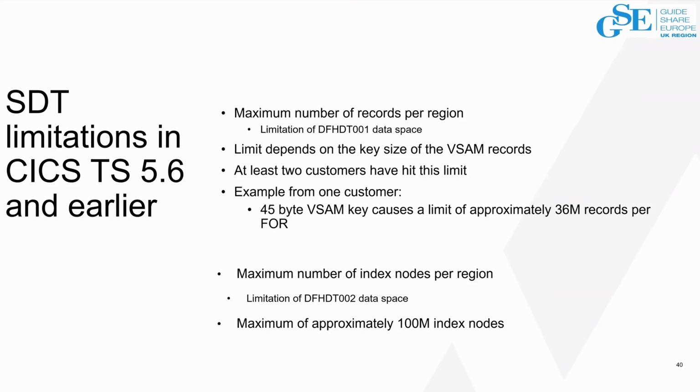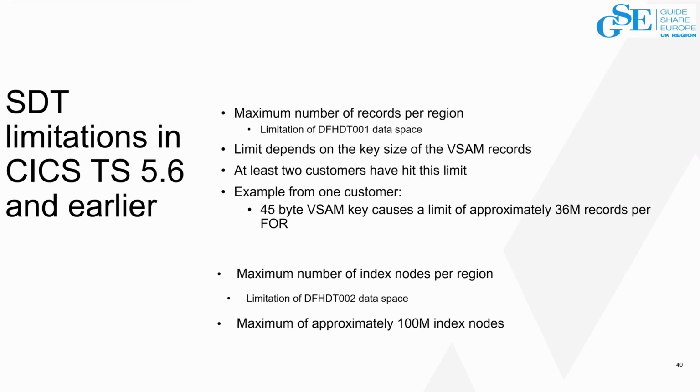Now, the limit depends on the key size of the VSAM records that are being held in the other data spaces. And at least 2 customers have hit this limit. So if I give you an example, if you have a 45-byte key, that limits you to about 36 million records before you run out of space in the control data set. It's slightly less constrained in terms of index capability. You can have up to about 100 million of those, but we did have customers hitting the limit on the first control data set or control data space.